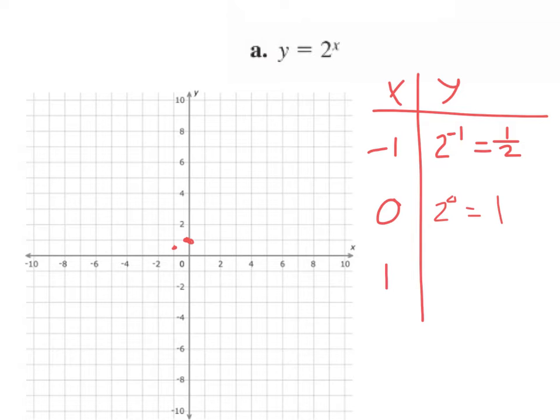And then we can plug in 1, so we have 2 to the power of 1, which is 2. So we go to the right 1, up 2. Once we have our 3 points, we just draw our graph. So here, do we have exponential growth or exponential decay? Growth. Not only can we see that we have growth by the shape of our graph, but also since this 2 is bigger than 1, we have growth.